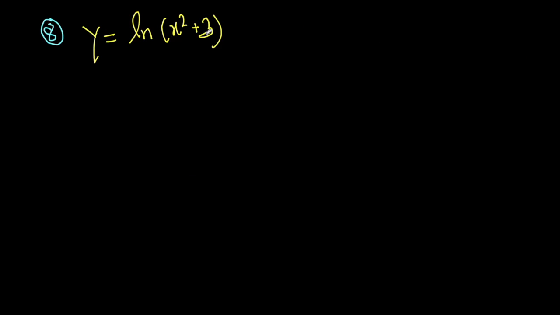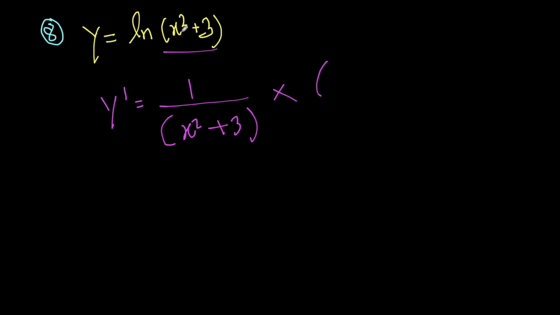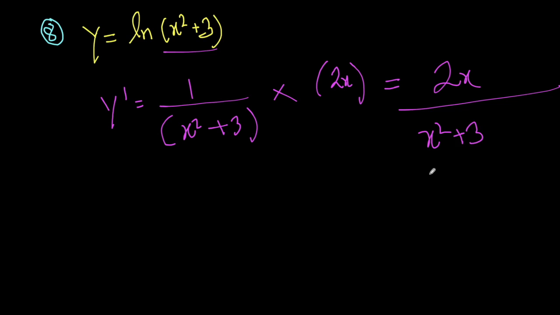ln of x squared plus 3. We have to assume this as a bracket, so ln bracket, and the differentiation of ln bracket is 1 over bracket, multiplied by the differentiation of the bracket. The differentiation of x squared plus 3 is 2x, so your answer is 2x over x squared plus 3. So this is your final answer.